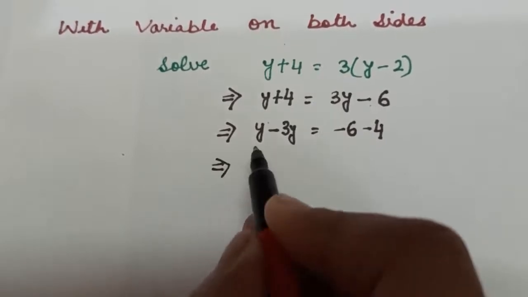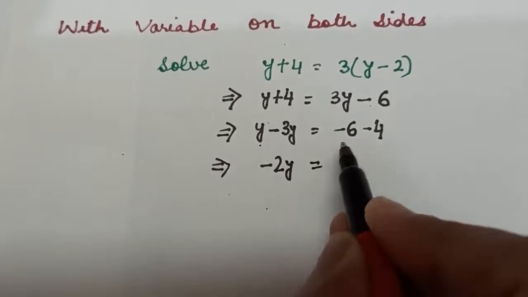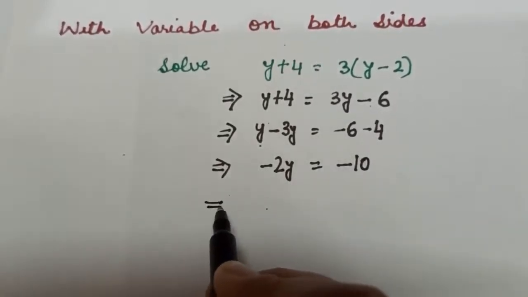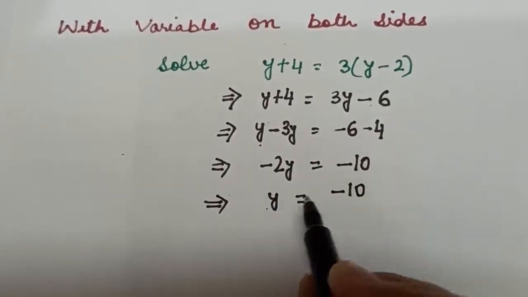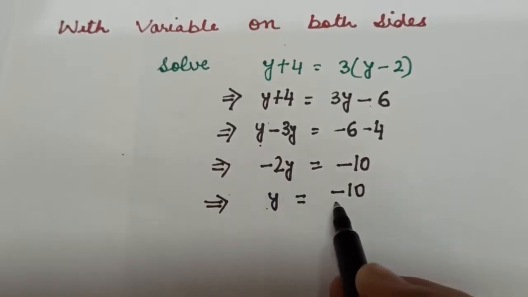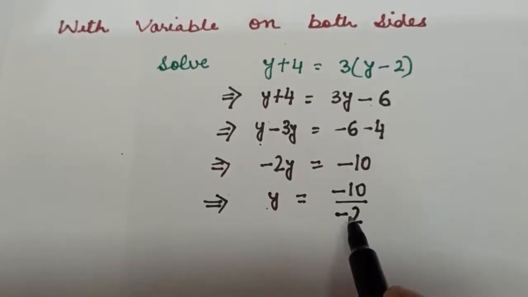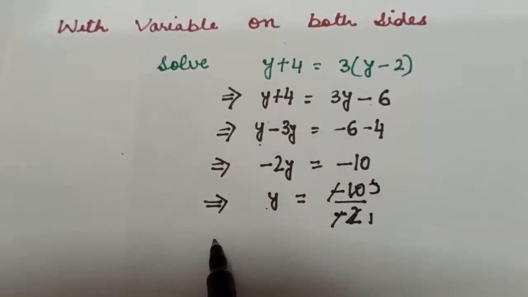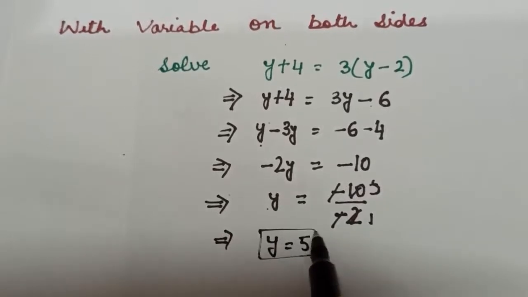Now we know y minus 3y is minus 2y and minus 6 minus 4 is minus 10. So we want to find the value of y only. So minus 2y is equal to minus 10. This minus 2 was multiplied with my y. So when we shift it to other side, it will divide the other side. Alright, now minus sign cancels with minus sign, and here we get y is equal to 5 is the answer.